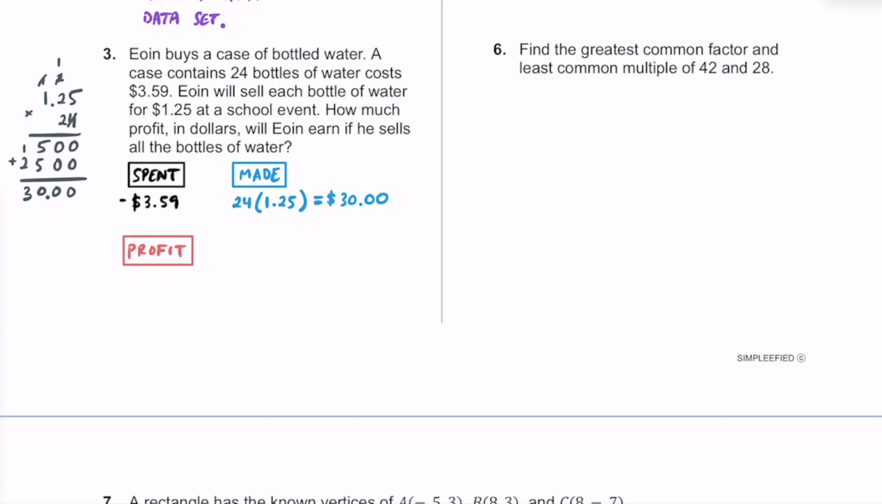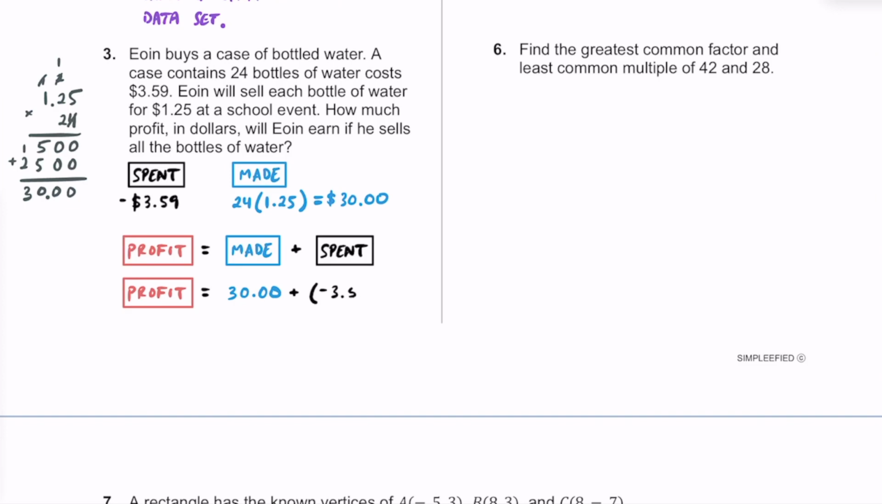Now, to figure out the profit, or how much money Owen actually walks away with, we have to use the 2 pieces that we just found. If we take what Owen made and add what we spent, then we should end up with the profit. So for Owen's profit, we take the money that he made, which was $30, and add on what he spent, which was this $3.59. That's going to be negative because he doesn't get to keep that money, of course.